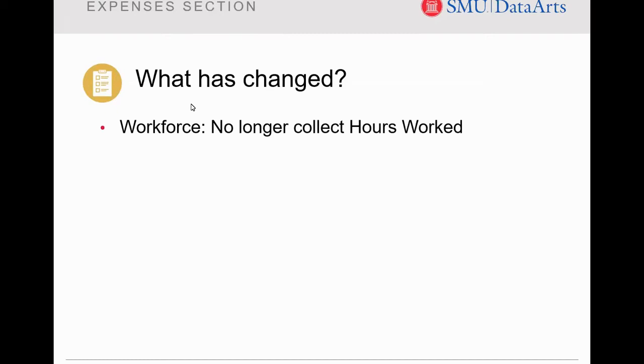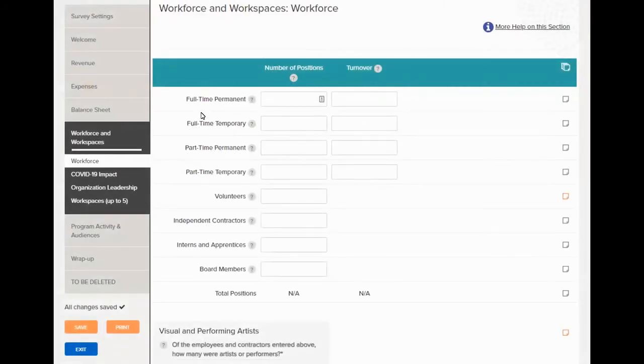What has changed? We are no longer collecting hours worked for each type of position in the workforce section. There is, however, a new column, which is called turnover. Here is a quick glimpse of what that section looks like. You can see the new turnover column that actually replaces the hours worked column here.